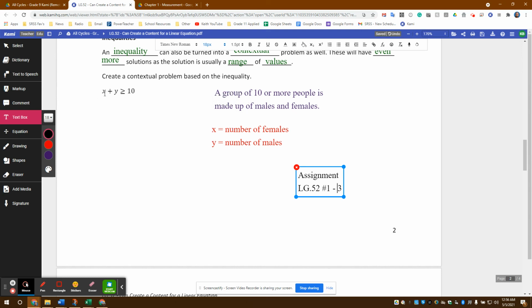In this case, we could have had 10 males and 1 female. That's bigger than 10. That works. Oh, sorry, 10 females, 1 male. Or we could have 100 females and 100 males. It's greater than 10, so that would work. I want you to come up with a plan or a solution that works as well.